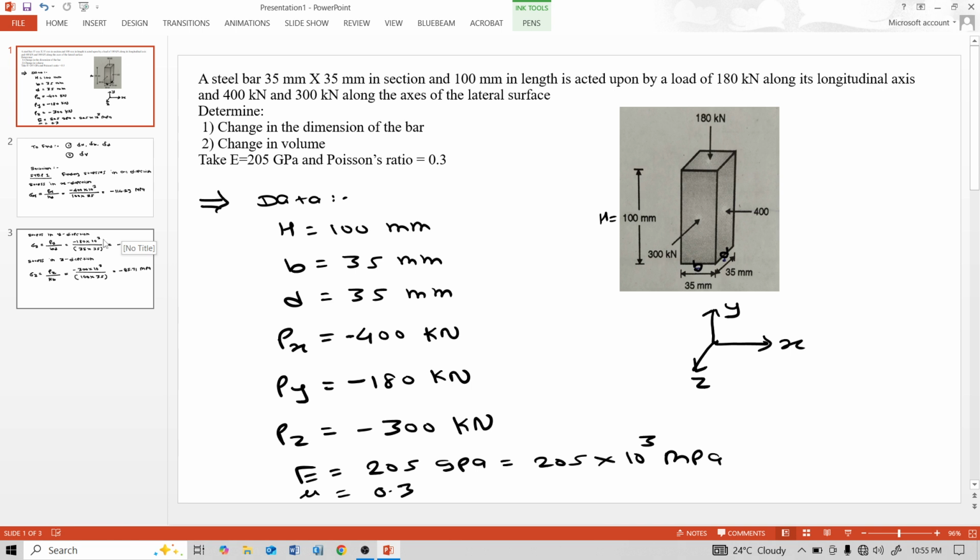That means see, this less cross-sectional area, small b into small d, stress comes bigger. When cross-sectional area is small, then stress comes bigger. And when cross-sectional area is big, stress comes smaller. That means stress is inversely proportional to cross-sectional area.